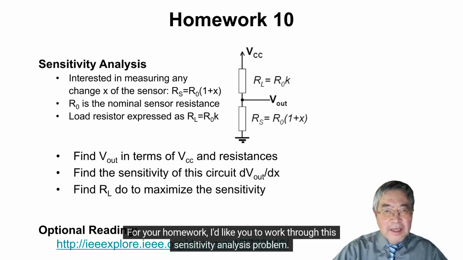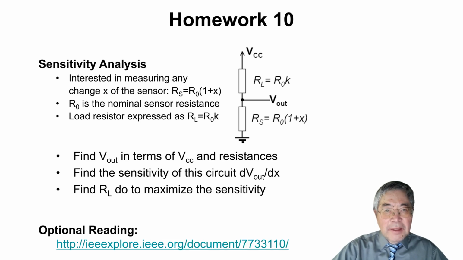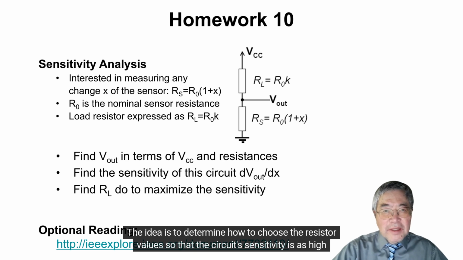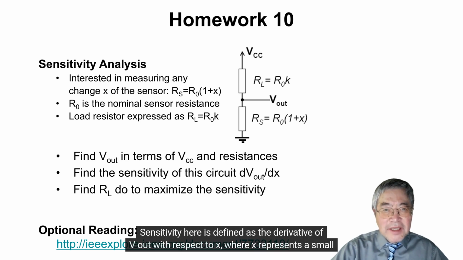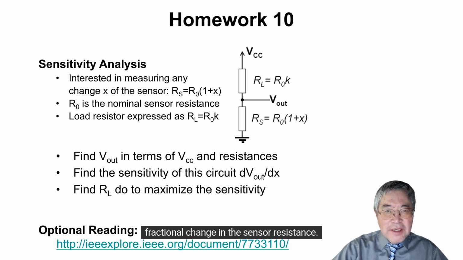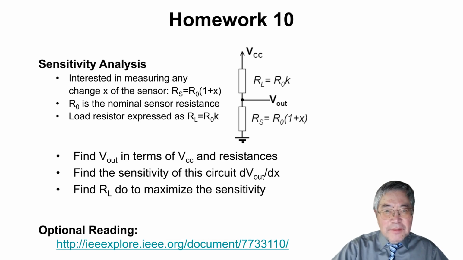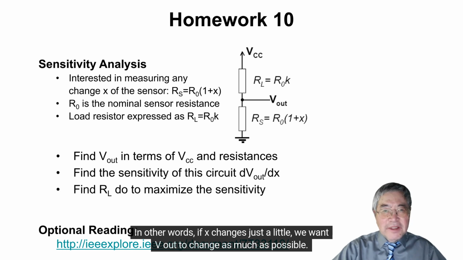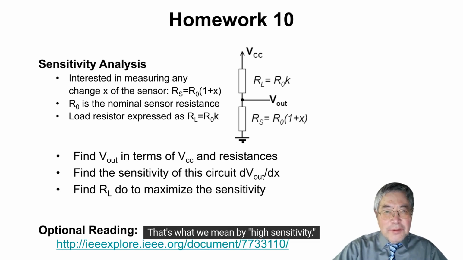For your homework, I'd like you to work through this sensitivity analysis problem. The idea is to determine how to choose the resistor values so that the circuit's sensitivity is as high as possible. Sensitivity here is defined as the derivative of V out with respect to X, where X represents a small fractional change in the sensor resistance. In other words, if X changes just a little, we want V out to change as much as possible. That's what we mean by high sensitivity.